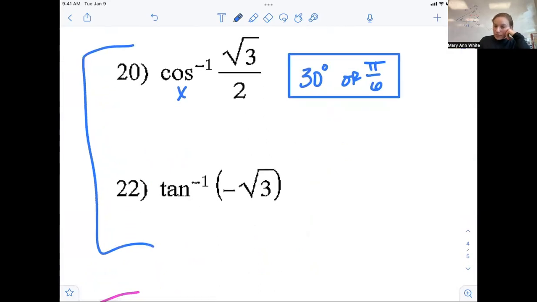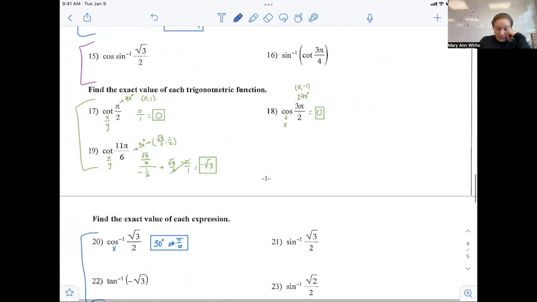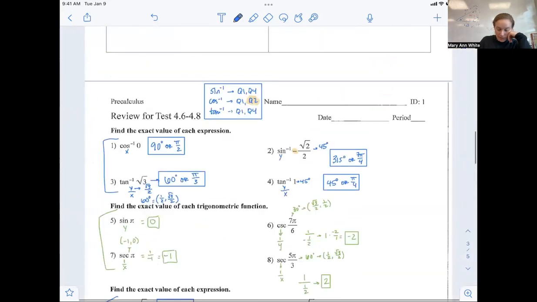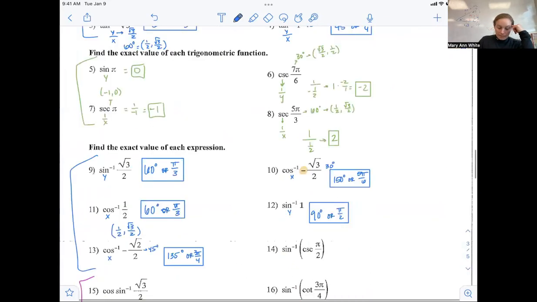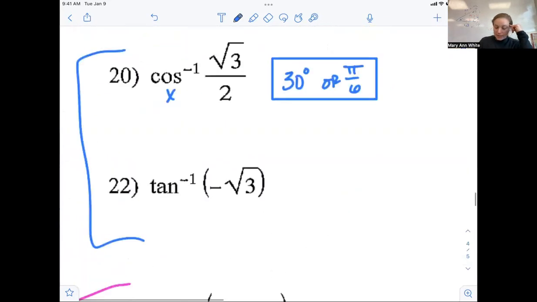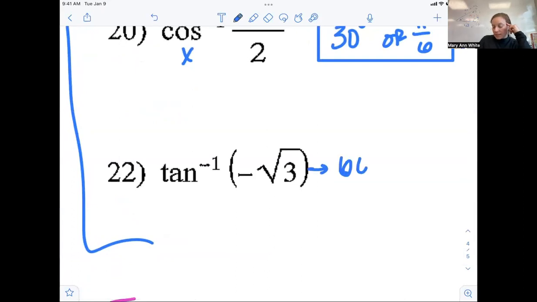Inverse tangent of negative root 3. I've already done this, I think I already did it up here. When tangent is root 3, it's a 60-degree angle. Honestly, that might be something I just remember. Truthfully, if memorizing is helpful to me, I'm going to remember that. That's a 60-degree angle, but I want it negative, which means it's in quadrant 4. So that's the angle 300 or 5 pi over 3.